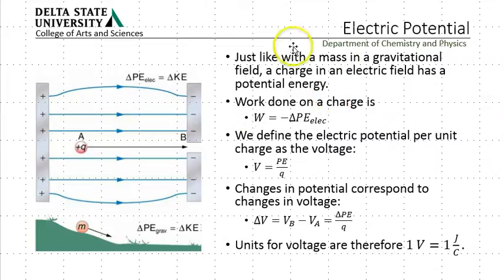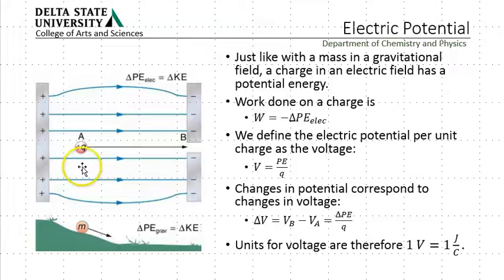So just like we did for the force, where we define the electric field as the force per unit charge, we're going to define the voltage as the potential energy per unit charge. That way you have an electrical potential that's independent of any particular charge that we're going to end up putting in it.